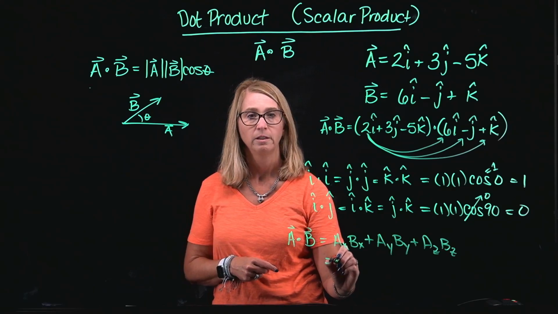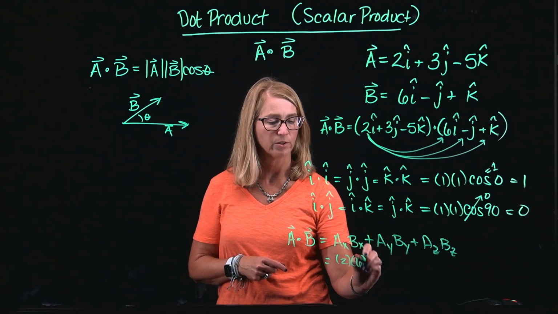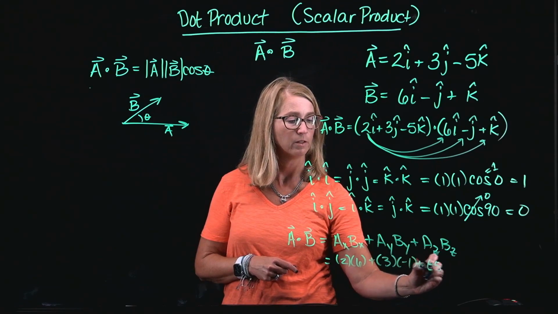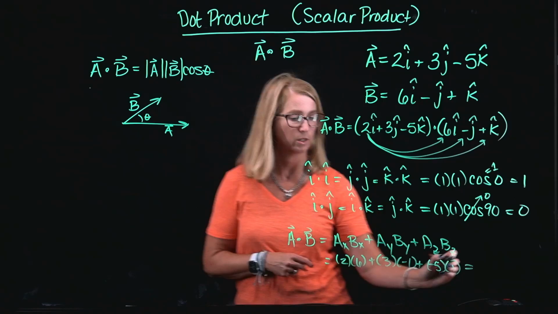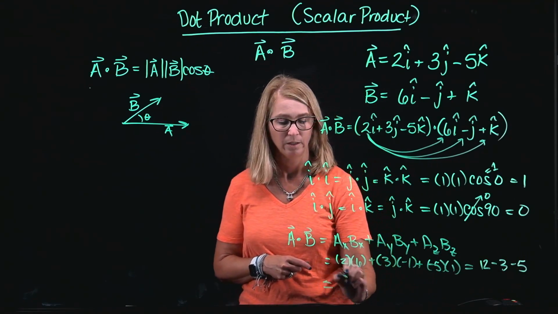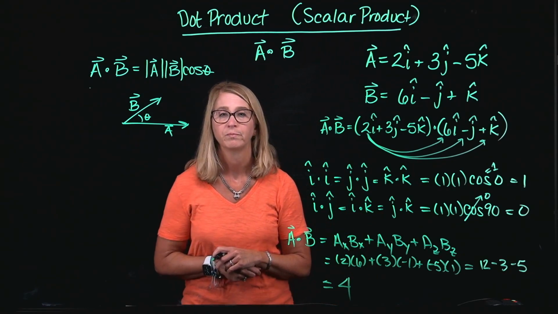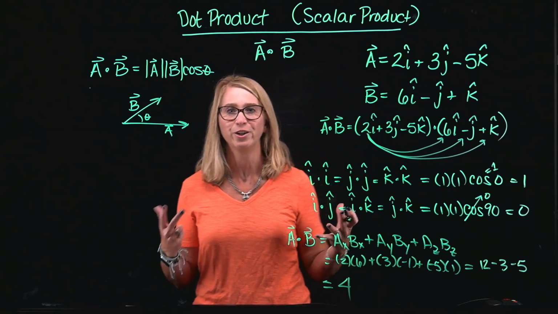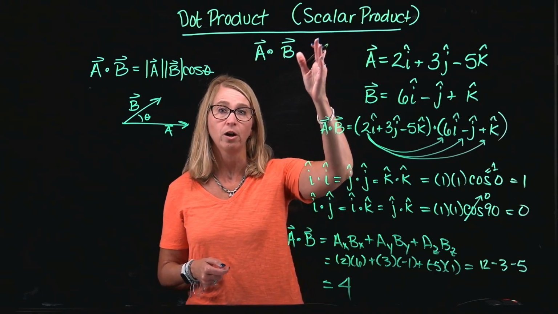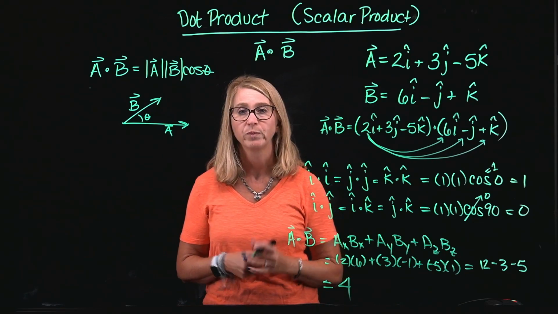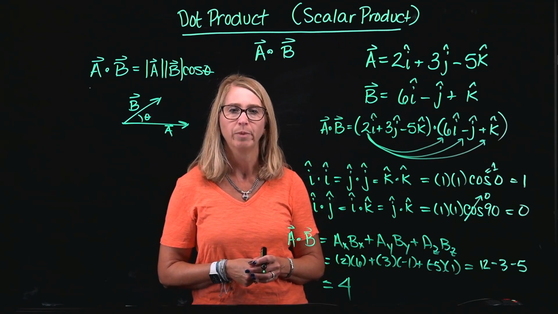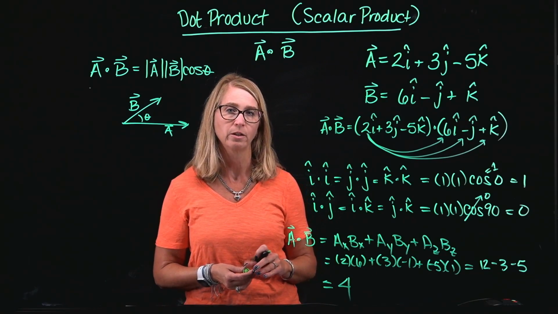So I would have 2 times 6 plus 3 times minus 1 plus minus 5 times 1. So that gives me 12 minus 3 minus 5. My answer is just 4. And that answer makes perfect sense to me, not that I know whether it was 4 or not, but the fact that it's just a number. One of the reasons that we call the dot product also the scalar product is because the answer is a scalar. So I don't care what you call it, but remember that when we do the dot product, our answer is a scalar.